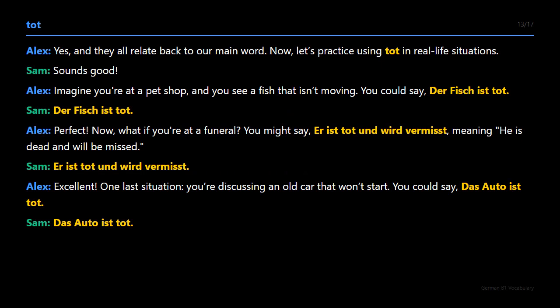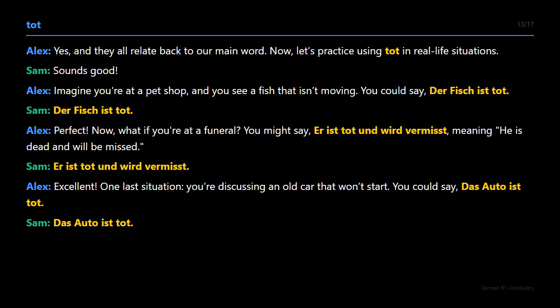Now, let's practice using Tod in real-life situations. Sounds good. Imagine you're at a pet shop, and you see a fish that isn't moving. You could say, Der Fisch ist tot. Der Fisch ist tot. Perfect. Now, what if you're at a funeral? You might say, Er ist tot und wird vermisst, meaning he is dead and will be missed. Er ist tot und wird vermisst.